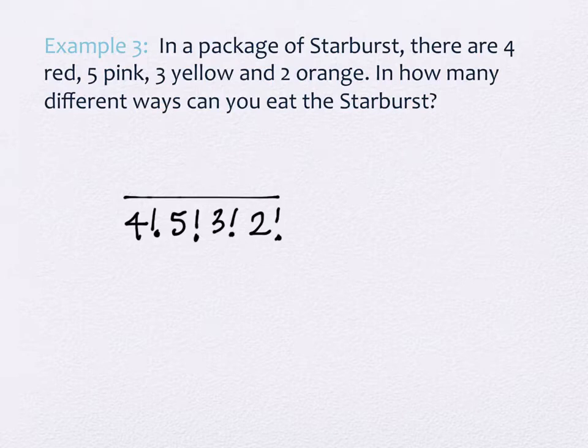What goes in the numerator? Well, the numerator is all of the Starbursts added together, factorial. So, how many Starbursts do I have? 14. 14 factorial. Okay, everybody good so far? See where all the pieces came from and all of it set up.